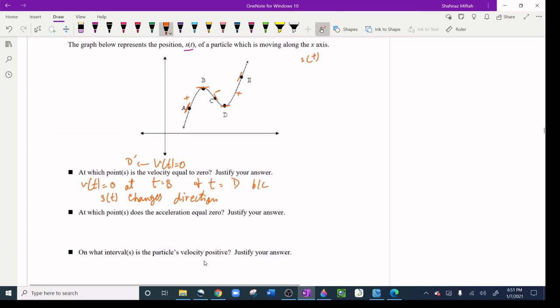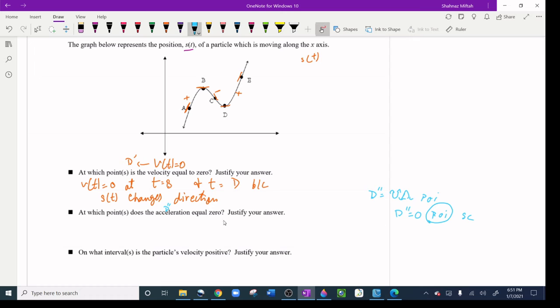At which points does the acceleration equal 0? Acceleration means I'm talking about the second derivative. You do understand the second derivative deals with concave up and concave down, and also point of inflection. So if acceleration is equal to 0, then it gives me a point of inflection, and then we make a sign chart, right?